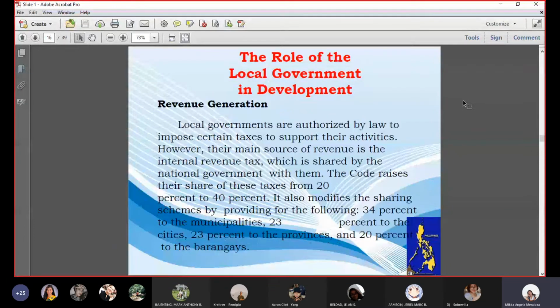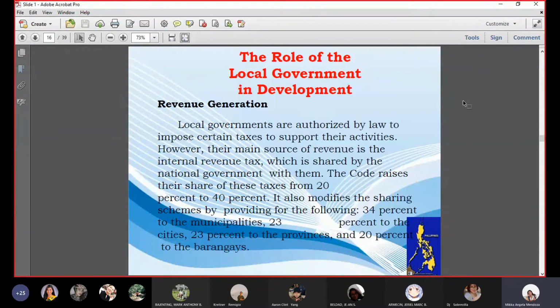Okay? On revenue generation, local governments are authorized by law to impose certain taxes to support their activities. However, their main source of revenues is the internal revenue tax, which is shared by the national government with them. The code raises their share of these taxes from 20% to 40%. It also modifies the sharing schemes by providing for the following: 34% to the municipalities, 23% to the cities, 23% to the provinces, and 20% to the barangays.